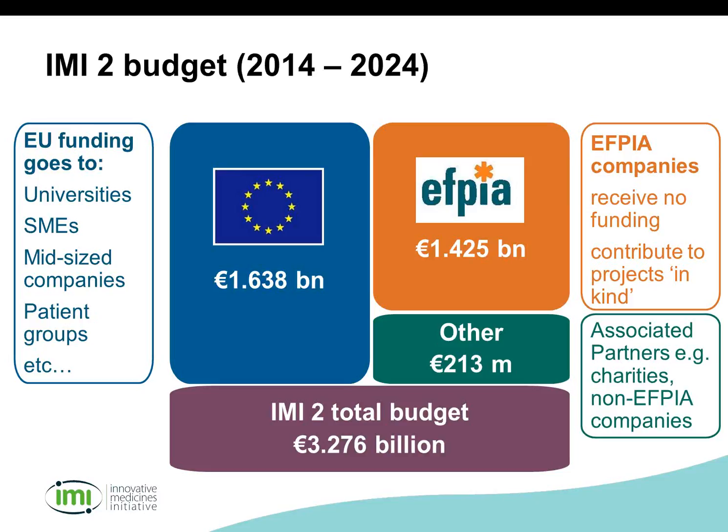There's also a pocket reserved for any partners that would like to associate with IMI and also contribute funding. These could be other non-EFPIA companies, any companies relevant to IMI such as ICT, diagnostics, and so on, but also foundations such as the GDRF, Helmsley Trust, or Gates Foundation. These are so far the examples of associated partners that we've had at IMI. So this brings us to the total of 3.276 billion euros that's available for the whole program until 2024.